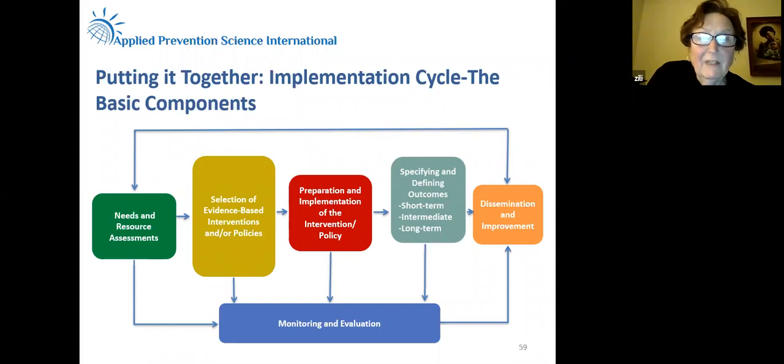One other thing that's important is how you put it all together and follow a procedure for implementing and delivering prevention interventions in a community. This implementation cycle has been developed by the Europeans, and we've adopted it in our UPC in terms of professionalizing the field of prevention.